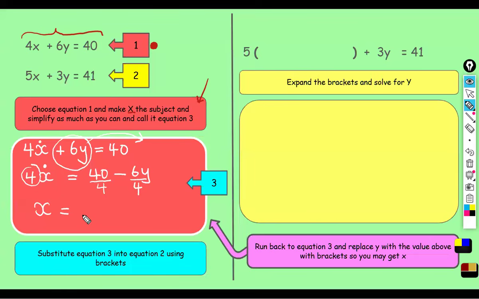40 divided by 4 is 10. 6 divided by 4 is 1.5. And don't forget to put back the letter y. You see, we end up with nice values. 10 and 1.5 by mathematical standards is real nice, easy values to deal with. Everyone take down up to there.